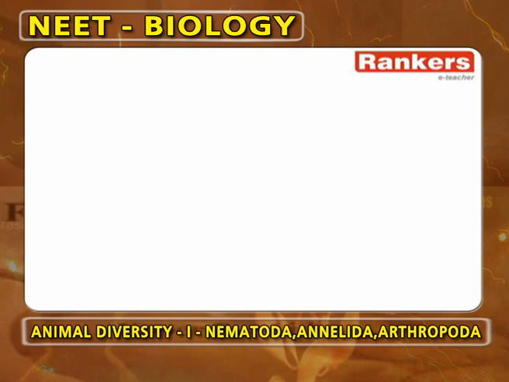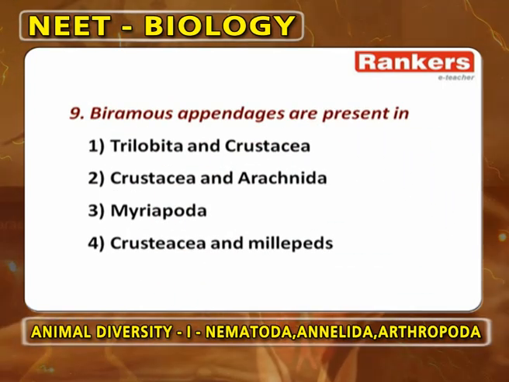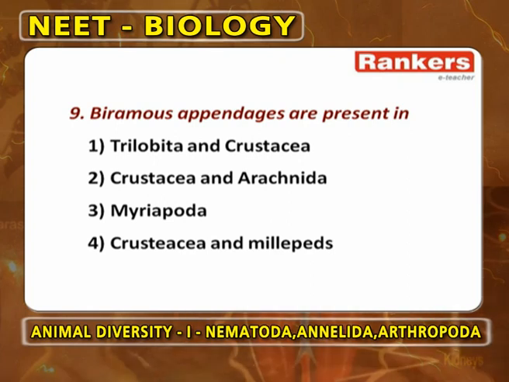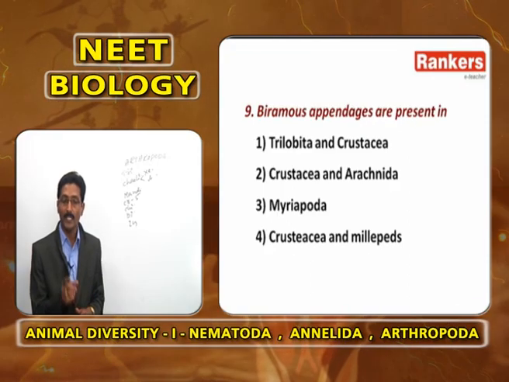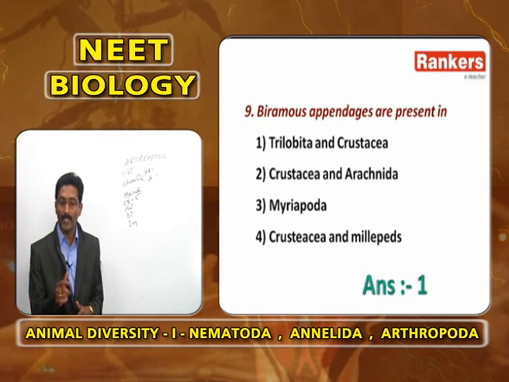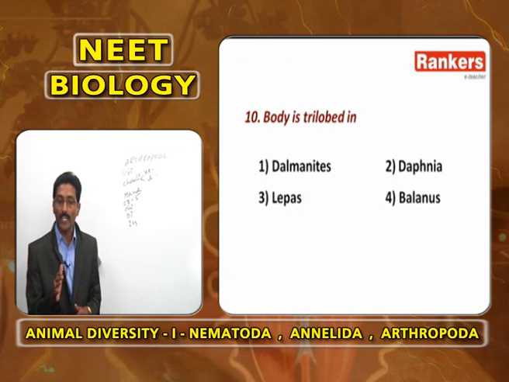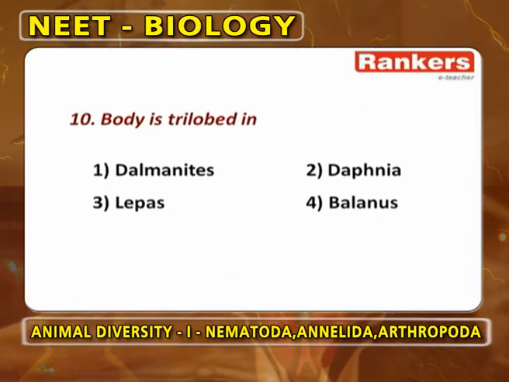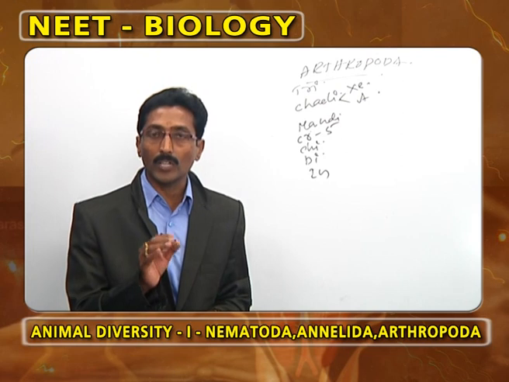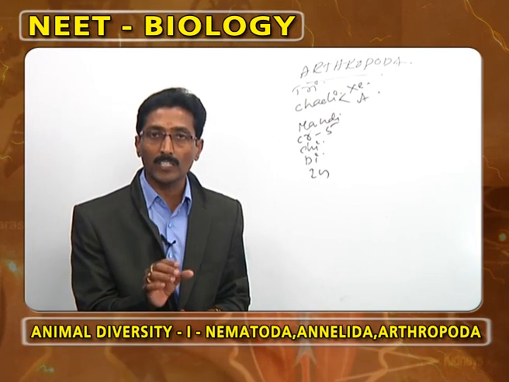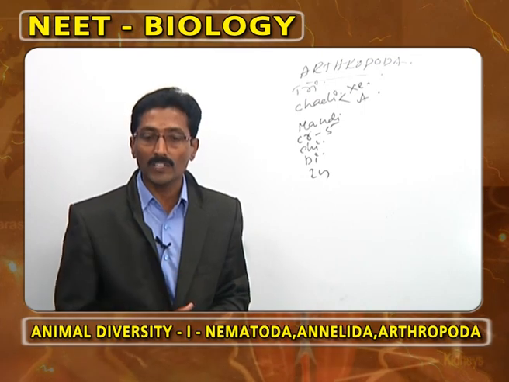Now, the next question is biramous appendages. We already discussed this. What are biramous appendages? Each appendage divides into 2. Biramous appendages are present in the extinct arthropods, that is Trilobita, and in present-day living arthropods of class Crustacea. Now, the next one is the body is trilobed. Why did the subphylum get the name Trilobita? In Trilobita, the body is divided into 3 lobes: head, thorax and pygidium. That is also called abdomen.